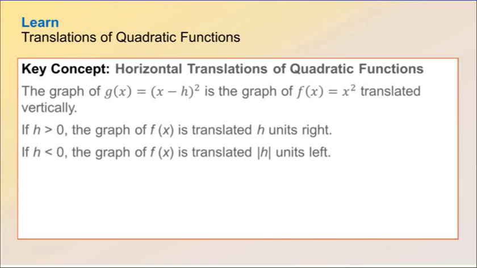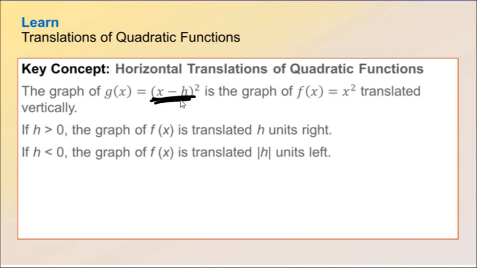For horizontal translations, that's attached to your x, so it's going to be inside the parentheses of your quadratic. The standard form is x minus h, squared, which is the graph of f of x equals x squared translated. Again, f of x equals x squared is the parent function. If you have a number added to or subtracted from the x, that means it's going to be a horizontal translation.